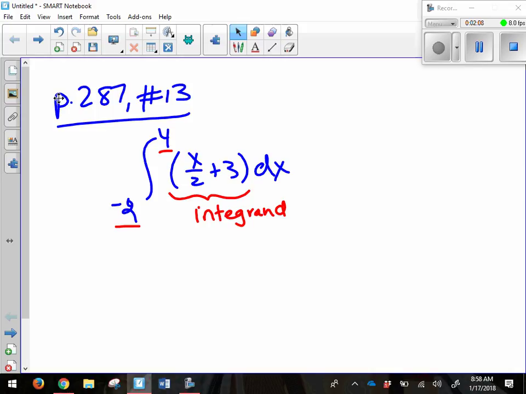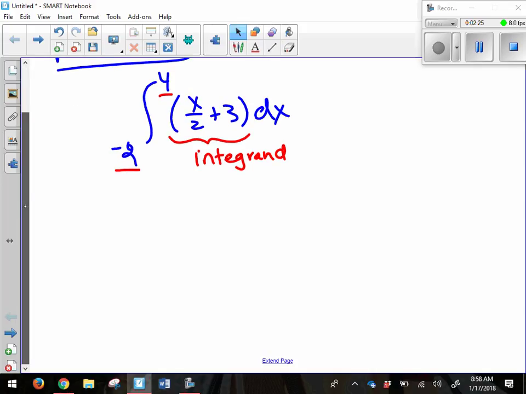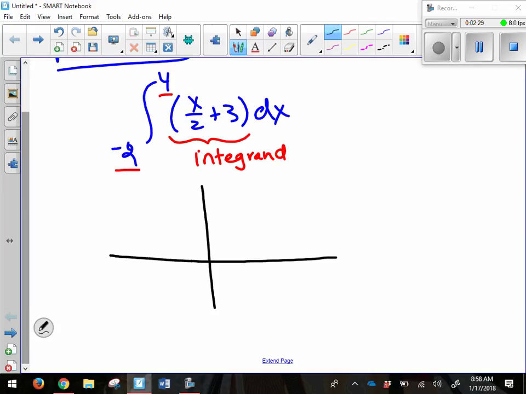So for these exercises, we are specifically supposed to use the graph and the area under the graph to find the integral. So what is this a graph of? What kind of function is the integrand? So it's a straight line. Okay, so let's plot up this straight line from -2 to 4. 1, 2, 1, 2, 3, 4.